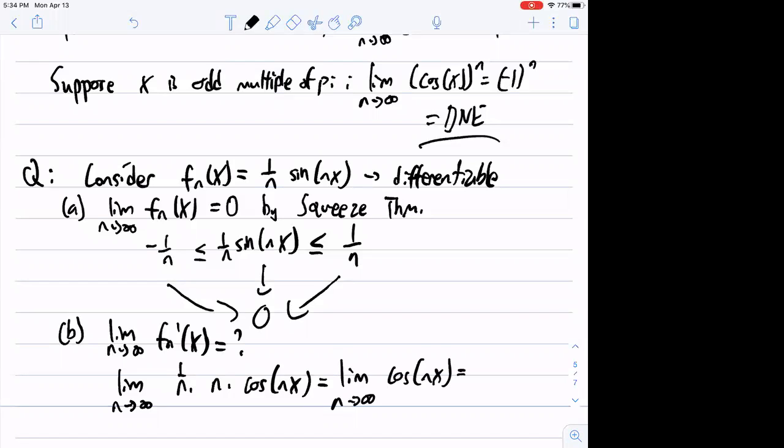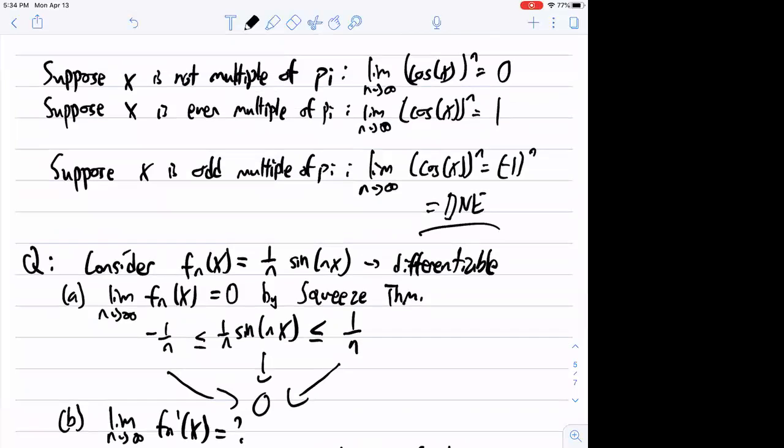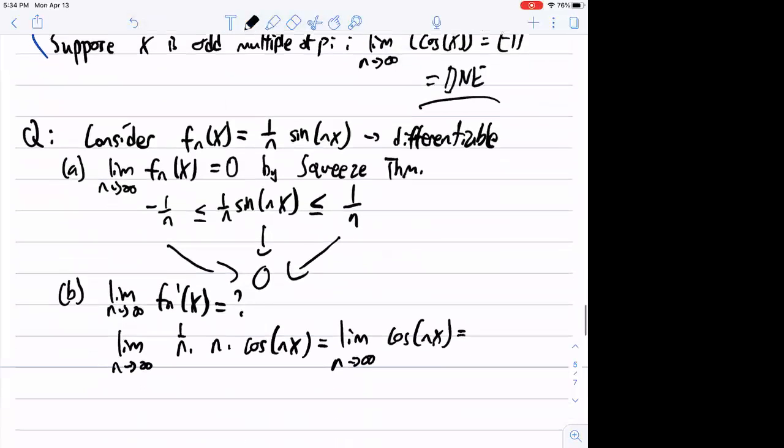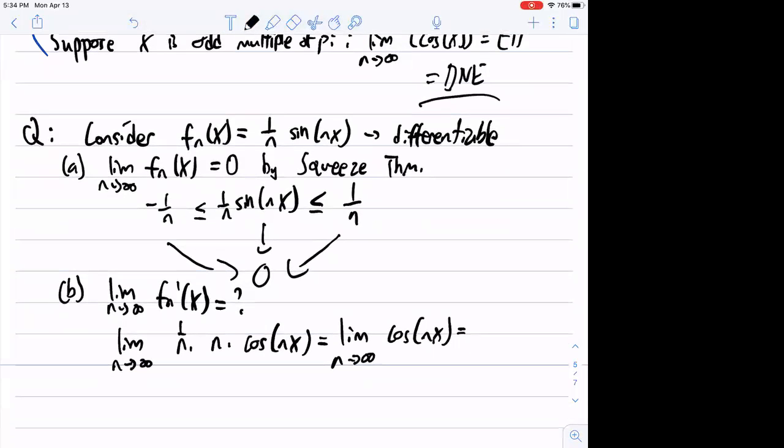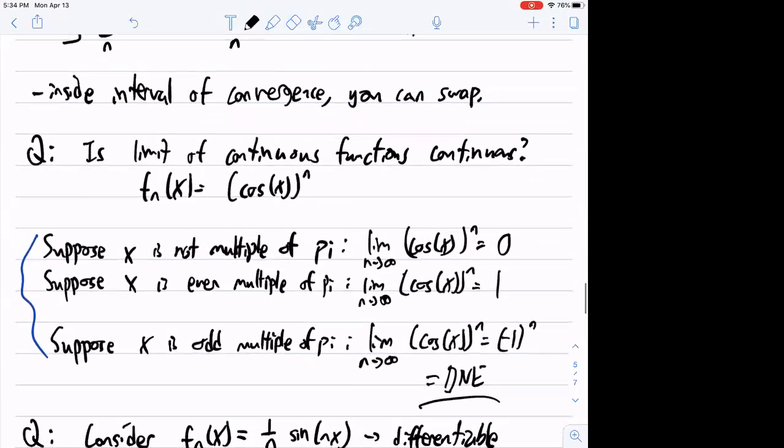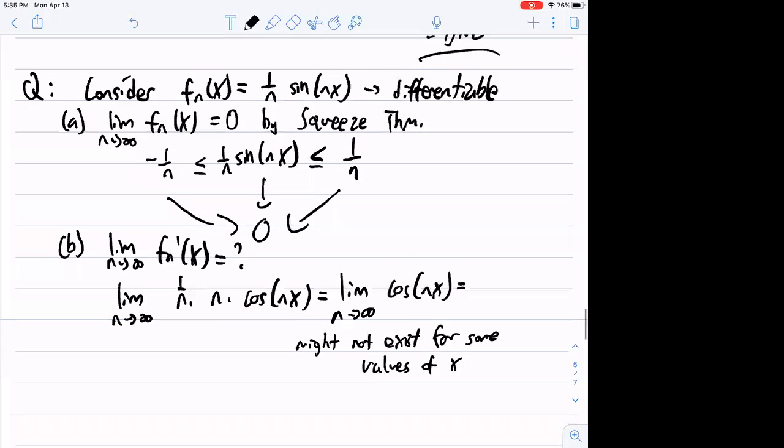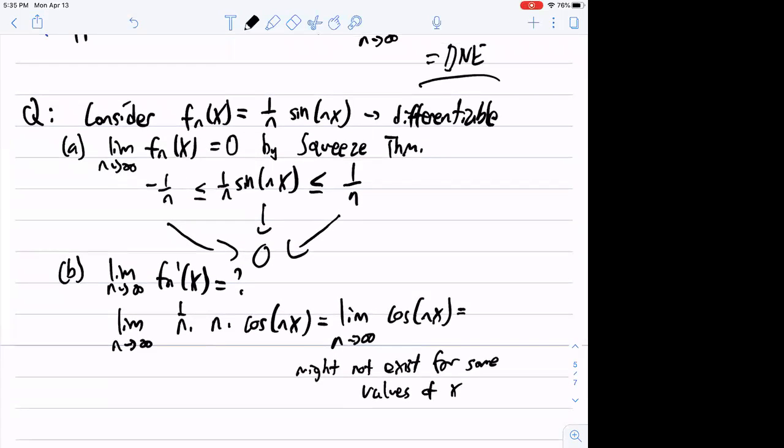And we just showed above, everything I did right here, that sometimes the limit of cosine doesn't exist, right? So here this thing might not exist for some values of x, and even if it did exist, for different values it could be different, one of them going to 1, one of them going to 0. So this is a problem, right?